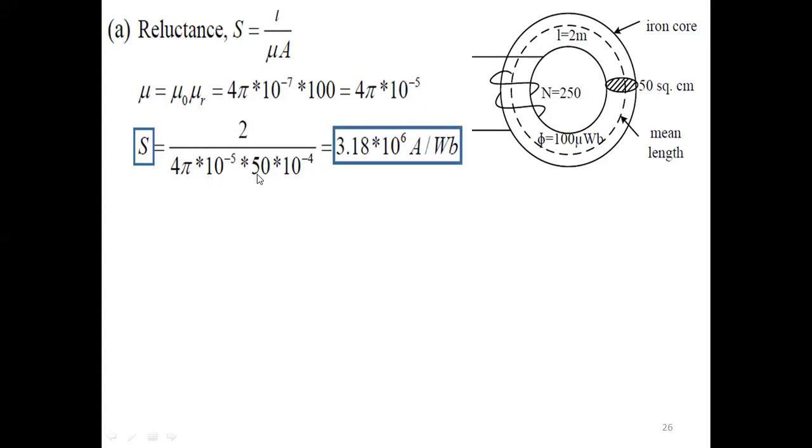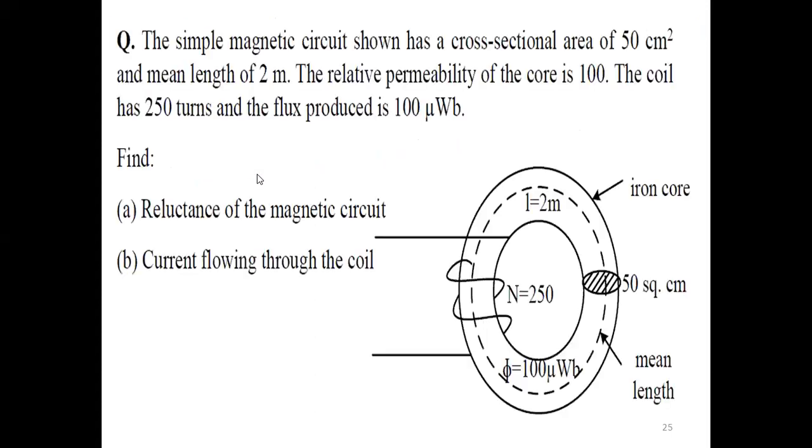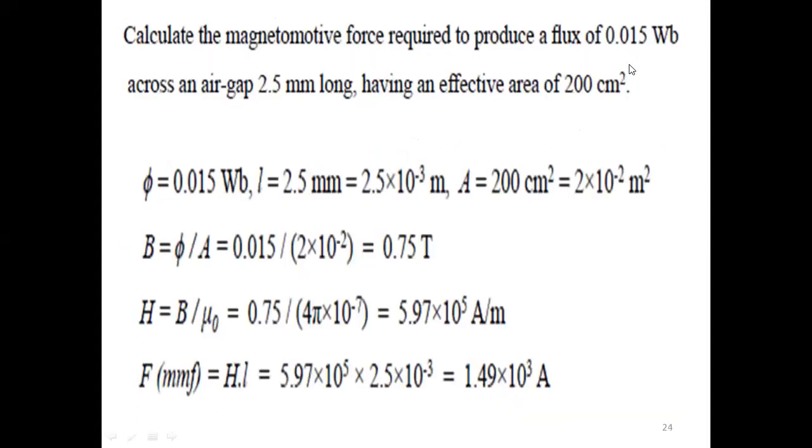You substitute here now. What is the area he has given? 50 centimeter square. Actually, in the previous problem also you made a mistake. For an effective area of 200 centimeter square, it means 200 into 10 to the power of minus 4, we have to use, because the centimeter square is there. Here we have used only 10 to the power of minus 2. This is centimeters to 10 to the power of minus 2. Its square will be 10 to the power of minus 4. So this is wrong here.